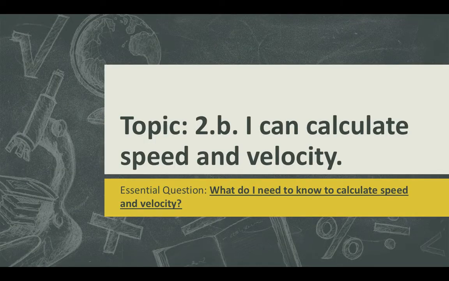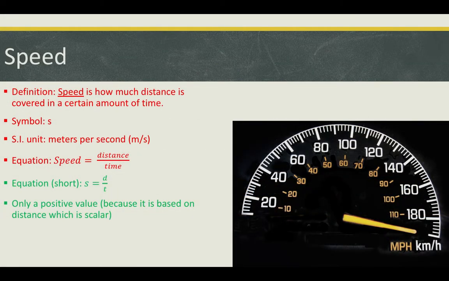In this screencast, you'll learn about speed and velocity and how to calculate them. In physics, speed is how much distance is covered in a certain amount of time. That's the same definition you've probably seen for speed before. The symbol for speed is a lowercase s, and the units are meters per second. The equation is speed is equal to distance divided by time. And if we shorten that and use just the variables, it's s equals d divided by t.